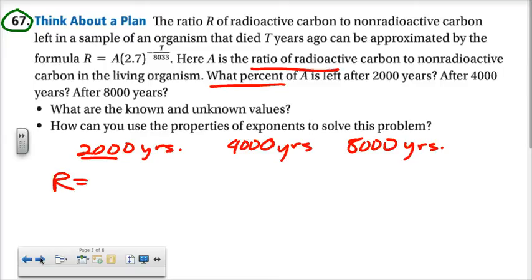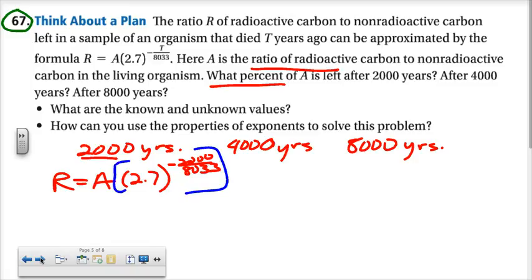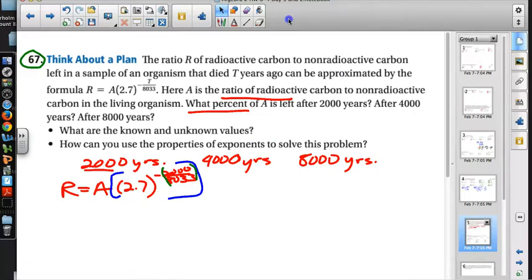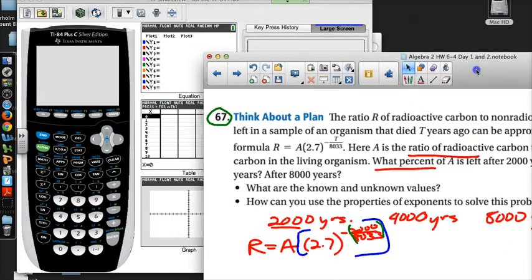So R equals A times 2.7 to the negative 2,000 over 8,033. And what you're finding by doing the math for this in your calculator is a decimal that needs to be multiplied by A. That is the percent. Once you do that decimal, you have the percent. Now, again, your calculator is great for this as long as you use parentheses. So, I think I'll punch in the first one for you here and get you going on this.